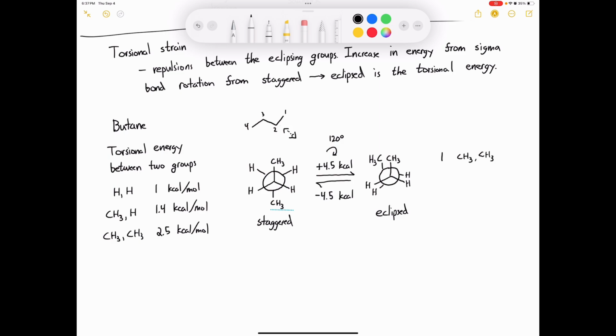So if we notice here, there is one CH3 interaction here. So one CH3 strain because of the torsional strain. And then you have 2 times HH interactions here.